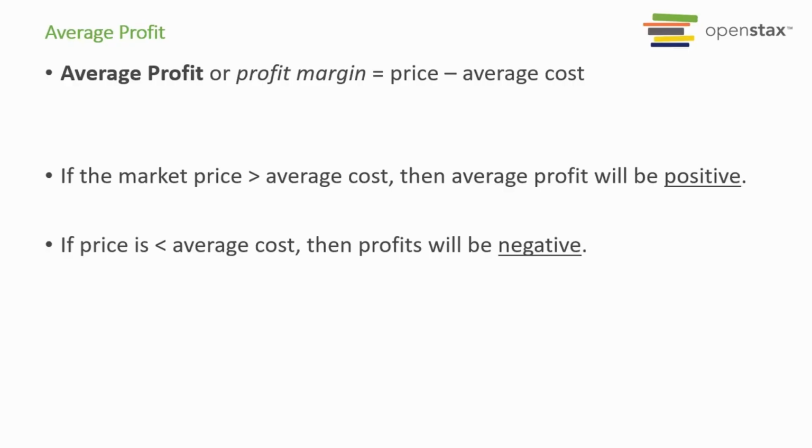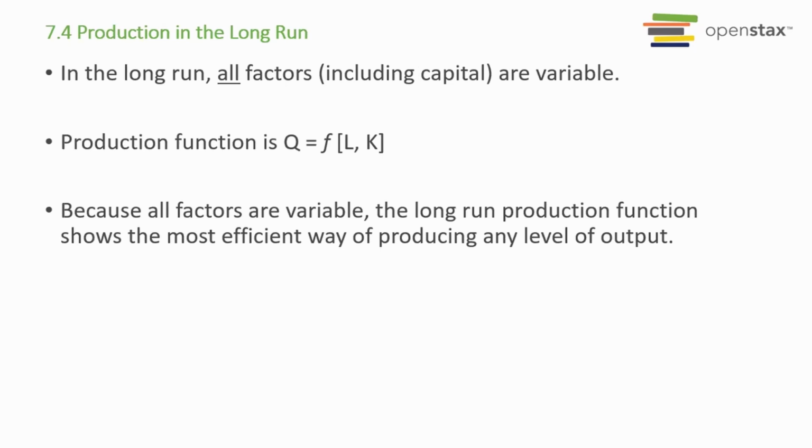So we see here that the average profit, or the profit margin, is the price minus the average cost. So if the market price is greater than the average cost, then we know that the average profit would be positive. If the price is less than the average cost, then the profit would be negative. And that makes sense. If the price is not enough to cover the costs, then obviously we're going to be in the negative. We'll be at a loss.